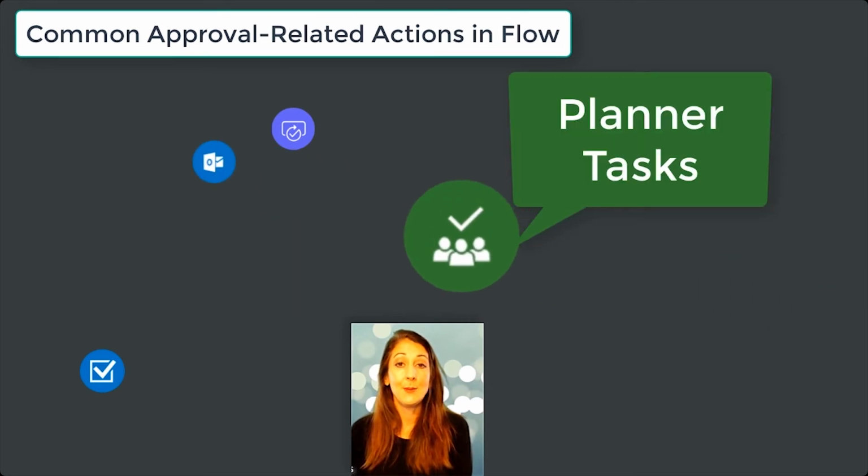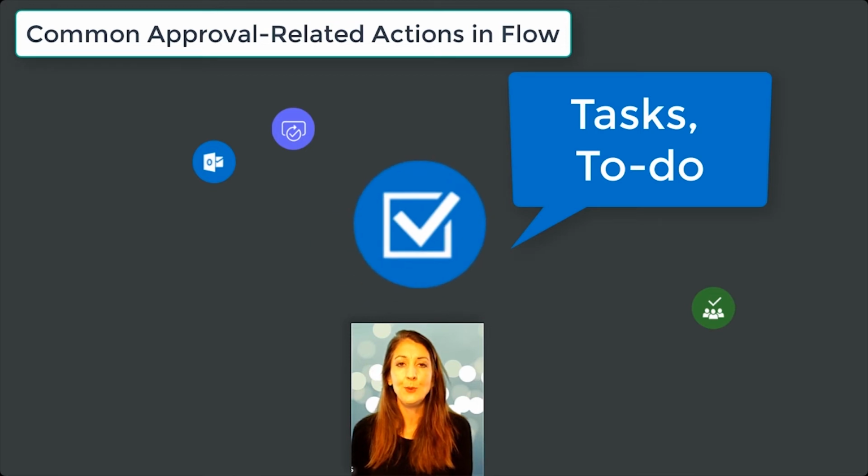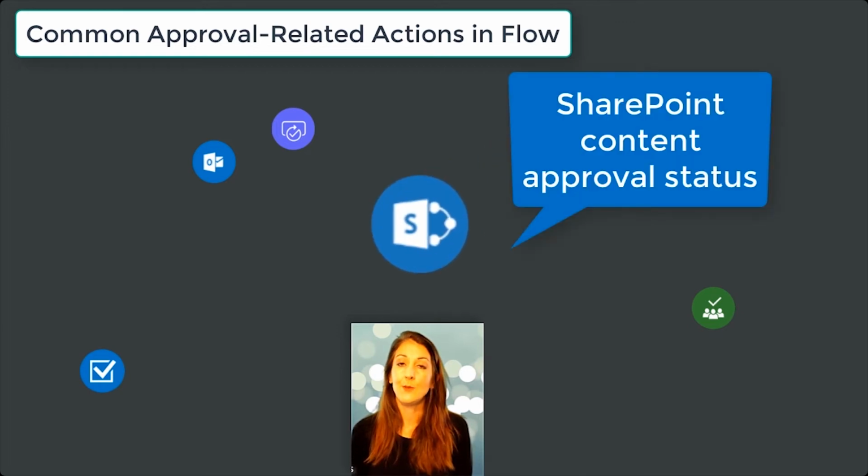You can assign planner tasks to people, and Outlook tasks and Microsoft To Do are in there, but they only apply to the current person. So you can't actually assign things to other people using those actions. And then we talked about content approval status earlier. You can actually set content approval status with a flow.